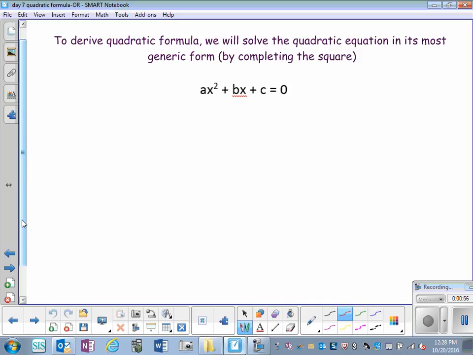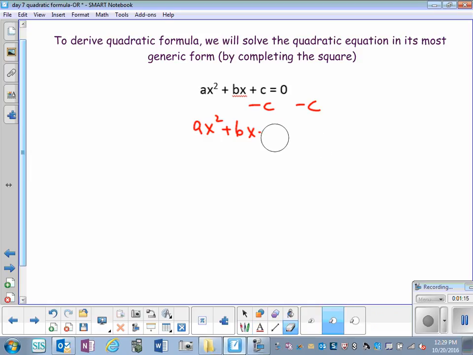Okay? So where do I start? What do I need to do to complete the square? Well, you subtract c. I subtract c to get the constant on the other side. Very good. I have ax squared plus bx plus c equals 0. That would be negative c, right? Yeah. So plus bx equals negative c. Okay. Now what do I do?